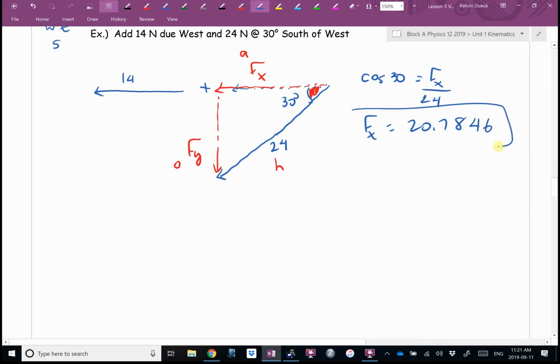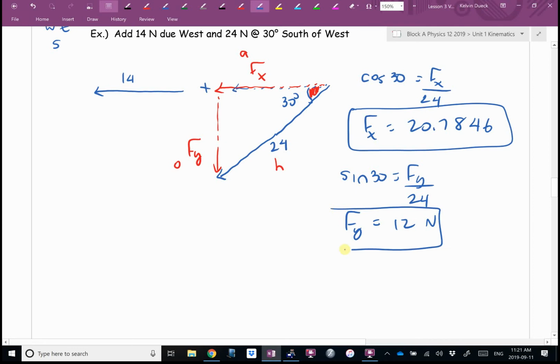Put a little box around that and come back to it. Now I want to find Fy. Which trig function? Are you saying it's going to be sine 30 equals Fy over 24? You get 12, yes? Double check me, but I know sine 30 is 0.5.